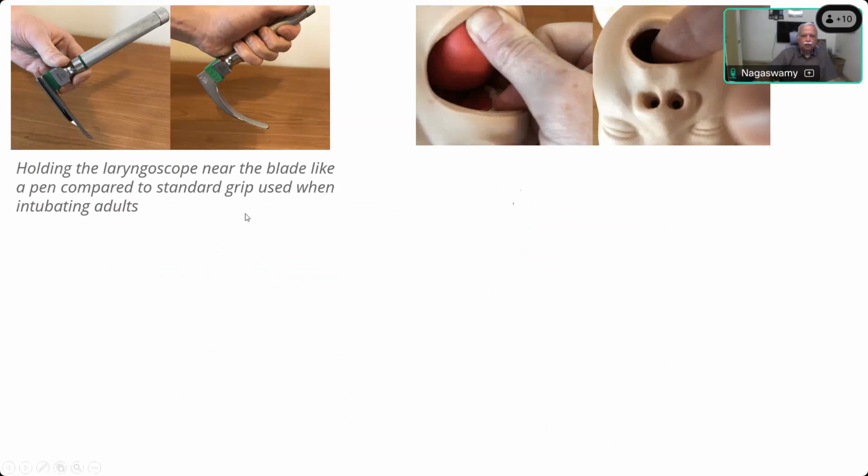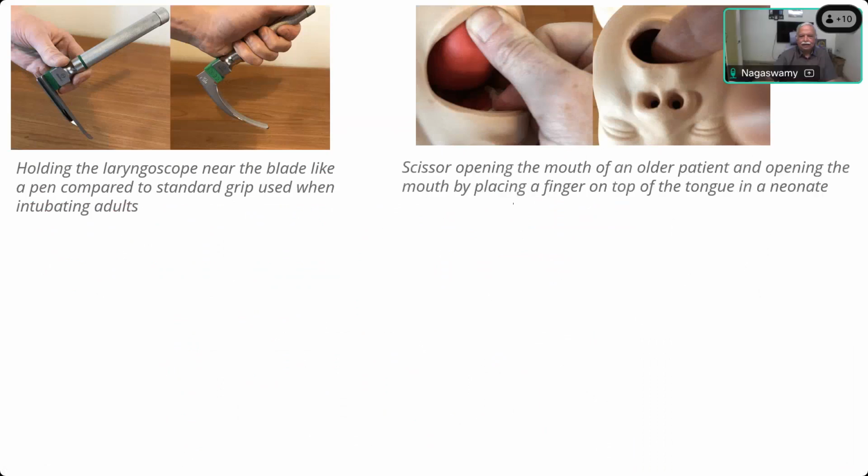What is being shown here? Scissoring method of opening the mouth. Fantastic. Scissors trick of opening the mouth. And the next one, pressing the tongue. Yes, scissor opening of the mouth in an older patient; opening the mouth by placing your finger on top of the tongue in a neonate. So in a neonate you can't do the scissor opening. There you put your finger and press the tongue and open the mouth.